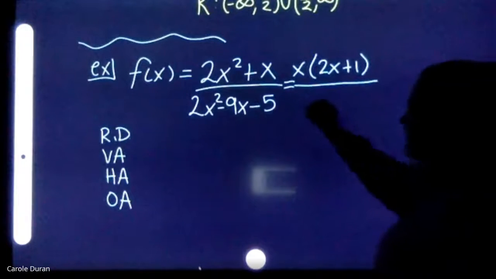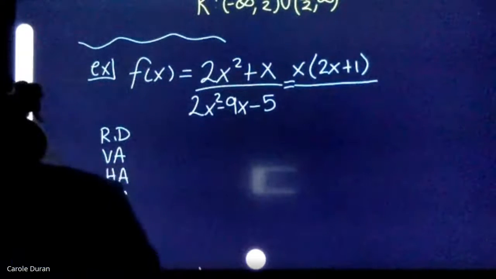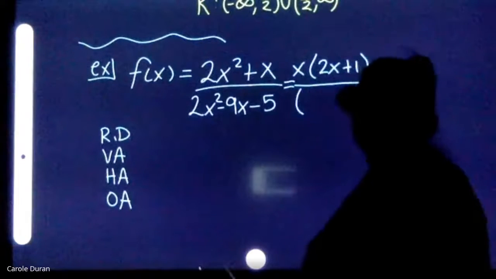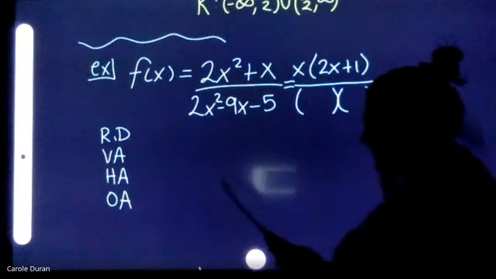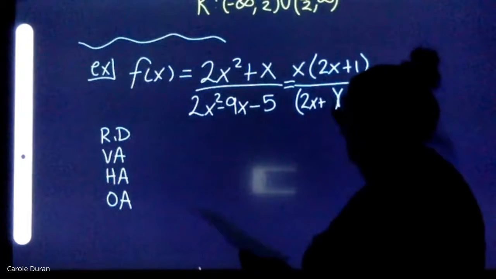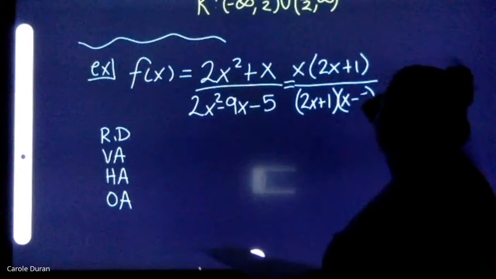In my denominator, it's a little bit different. I'm going to go ahead and factor it for you. When I factor it, it becomes 2x plus 1 and x minus 5.